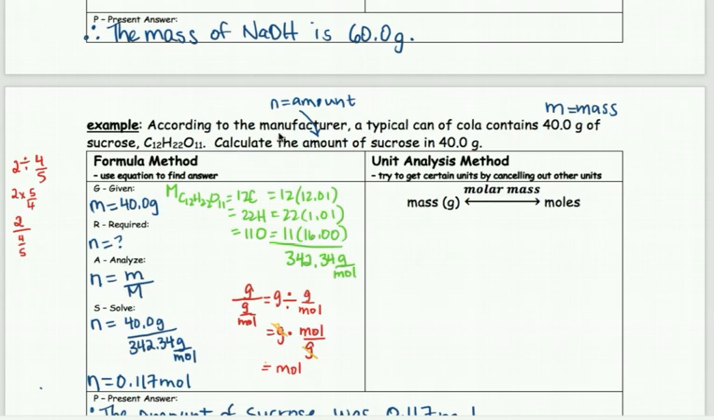All right, so what were we given here? We were given the mass, so 40 grams. And another advantage of this method, you don't have to sit there and think of all the letters, like that's little m, that's capital N, little n. Some people don't like that method.